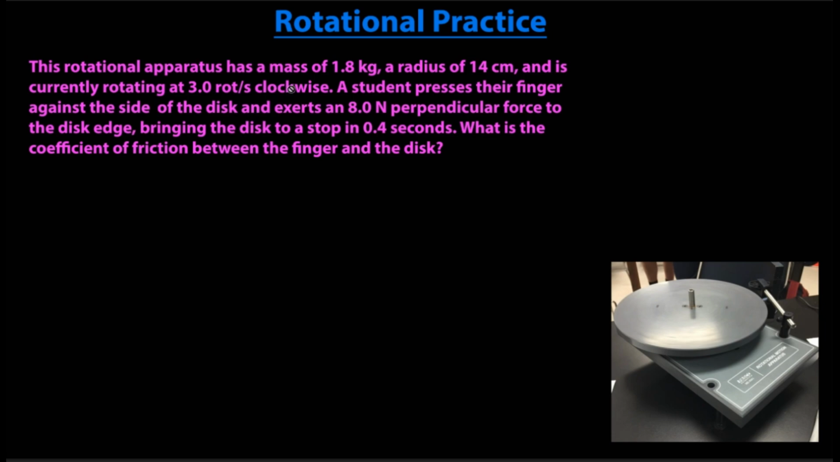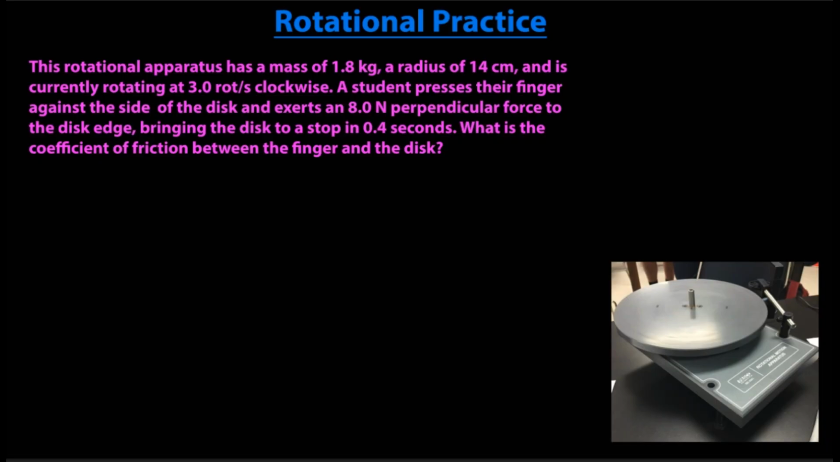This rotational apparatus has a mass of 1.8 kilograms, a radius of 14 centimeters, and is currently rotating at 3 rotations per second clockwise. A student presses their finger against the side of the disc and exerts an 8 Newton perpendicular force to the disc edge, bringing the disc to a stop in 0.4 seconds. What is the coefficient of friction between the finger and the disc?